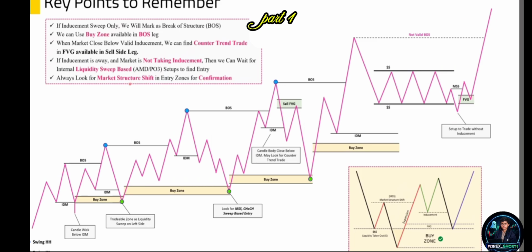And finally, never take a trade without a structure shift. You must wait for a structure shift in every buy zone. You must plan your trade only when the market structure shifts.